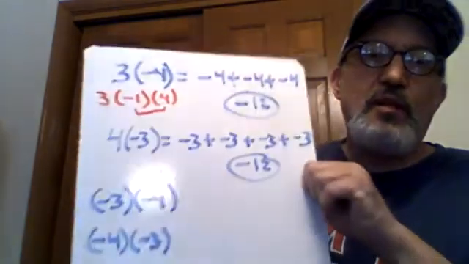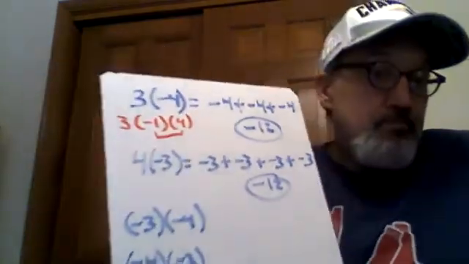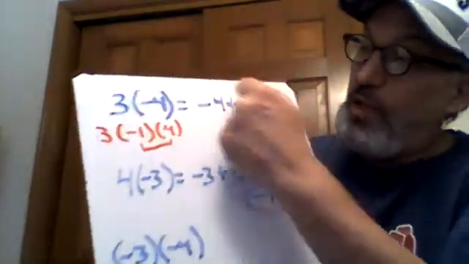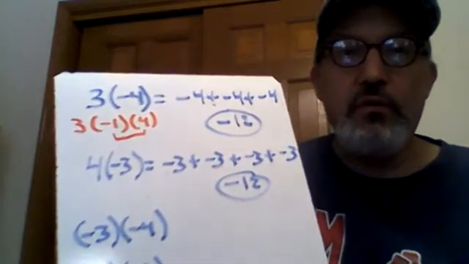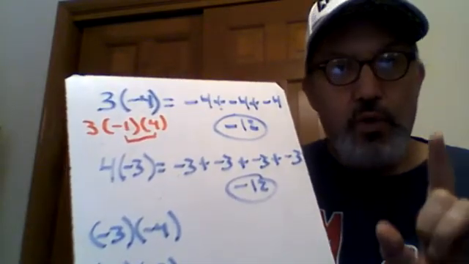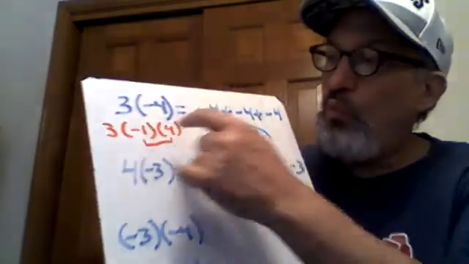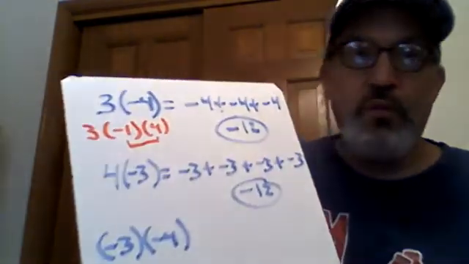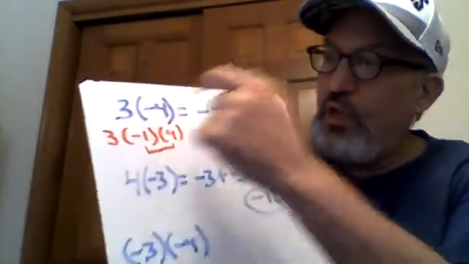What if we think of 3 times negative 4 as being 3 times negative 1 times 4? Okay, we're looking at 3 times negative 4. You might be convinced that it's negative 12 based on the repeated addition. But we proved that negative 1 times 4 is negative 4. Negative 1 times 4 is the opposite of 4.